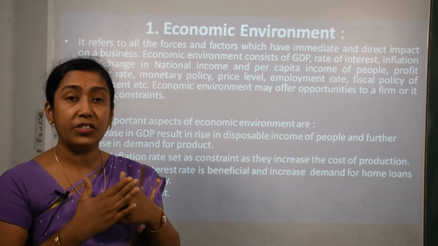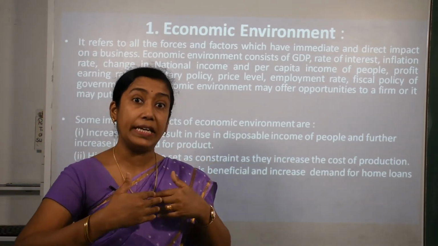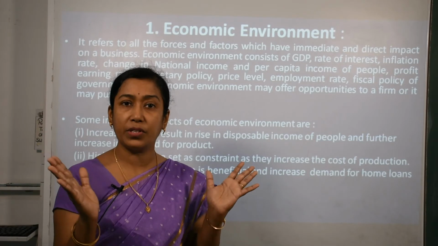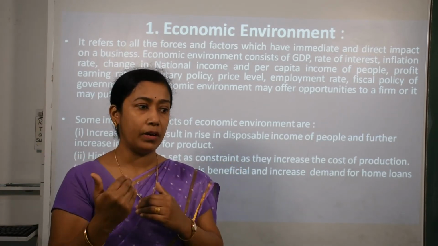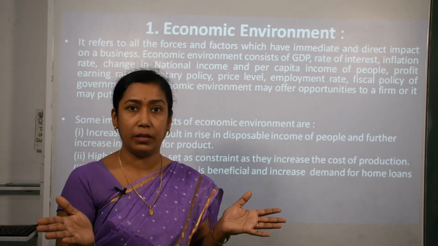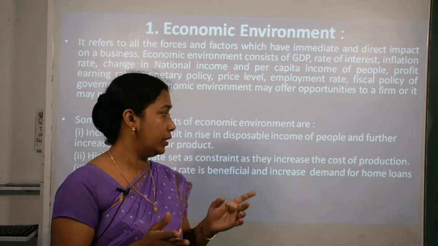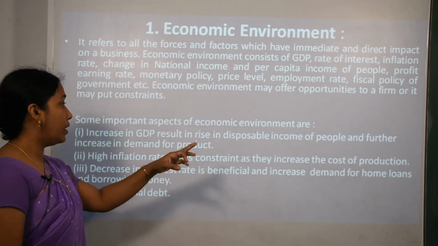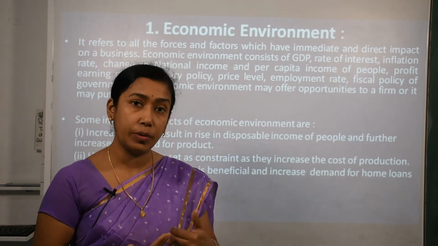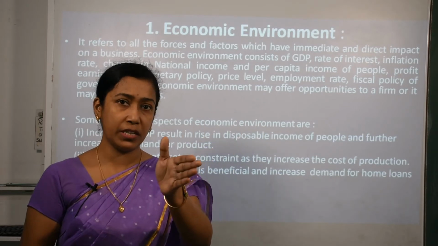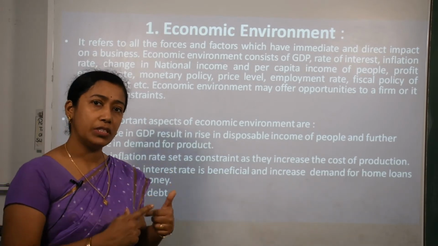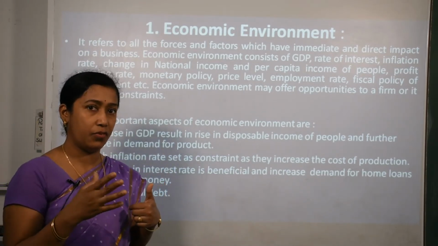Why? Because when GDP increases, production of goods and services will increase. There is more supply available in the market, with a variety of products. So what will happen now? People will have a chance to spend that money purchasing various goods and services available in the market in bulk, in large quantity. So disposable income of people will increase, and demand for that product will also increase, because production is increased and disposable income will increase. Now this increase in GDP has a good effect for a businessman.